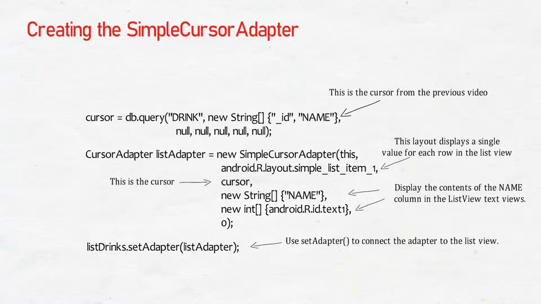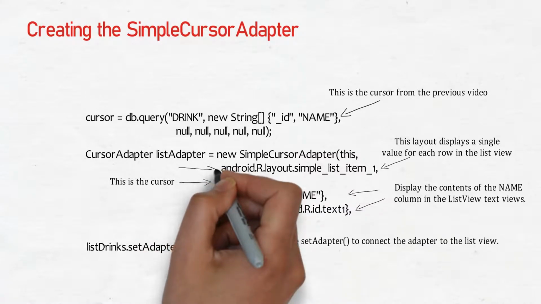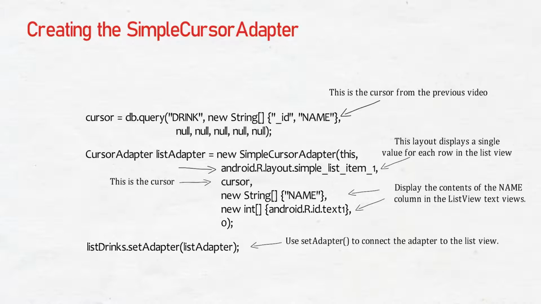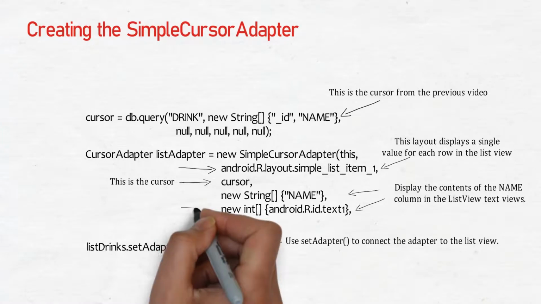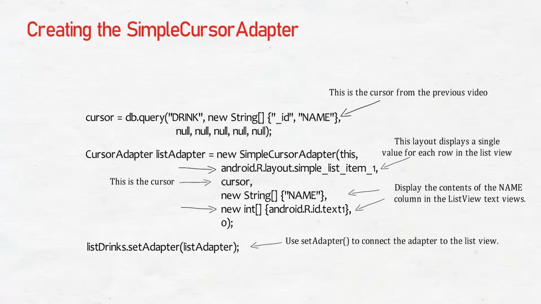Just as we did with the array adapter, we are using android.R.layout.simple_list_item_1 to tell Android that we want to display each row in the cursor as a single text view in the list view. This text view has an ID of android.R.id.text1. The general form of the simple cursor adapter constructor looks like this.